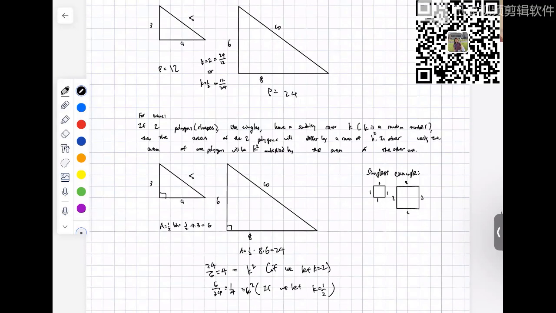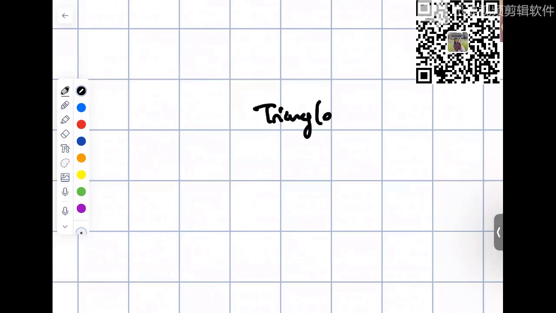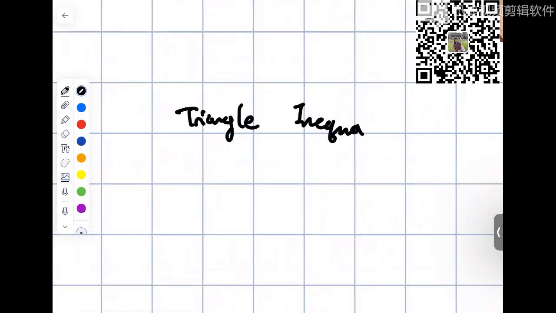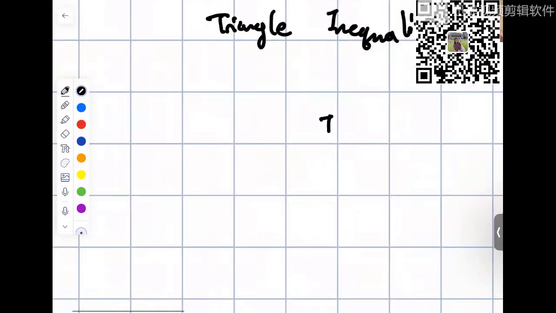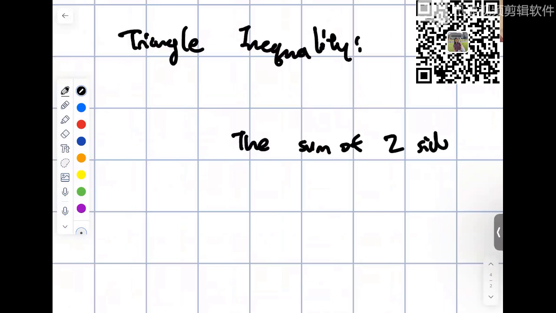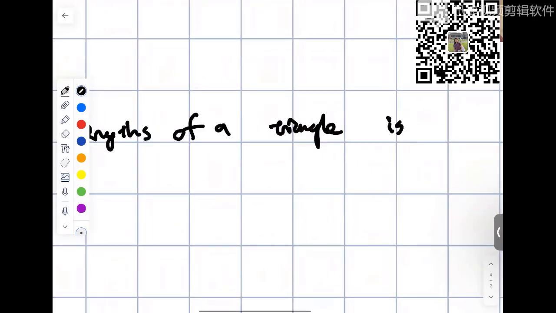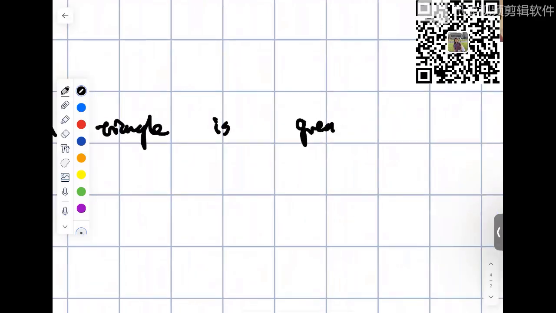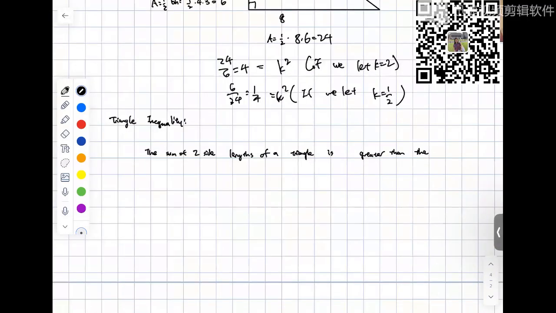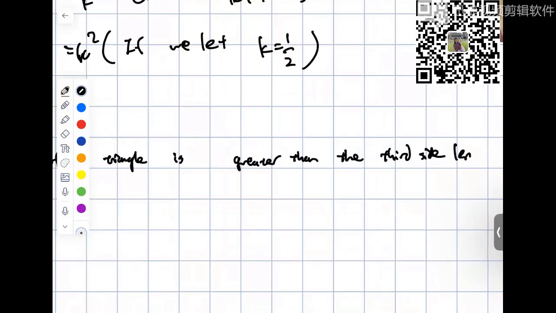Okay, so now let's move on to some other stuff about length. There's an important thing about triangles called the triangle inequality. This is the sum of two side lengths of a triangle is greater than the third side length.